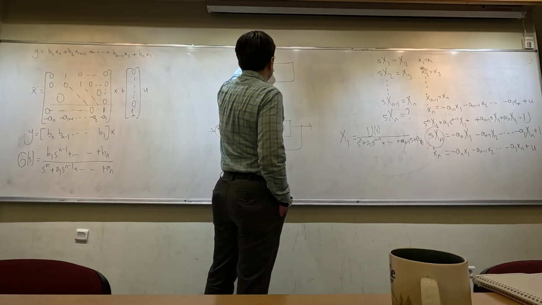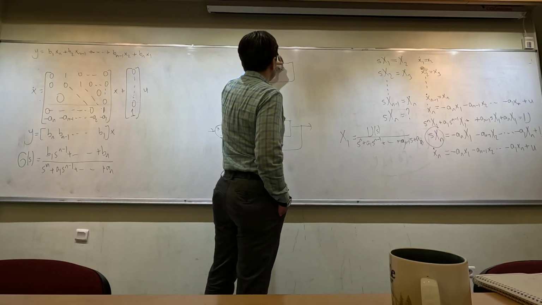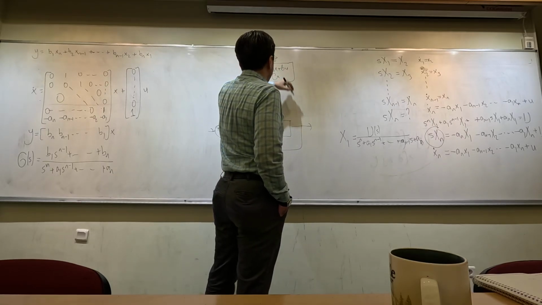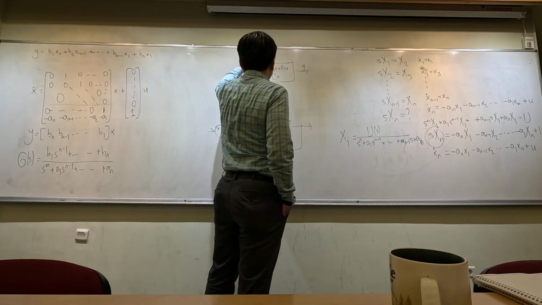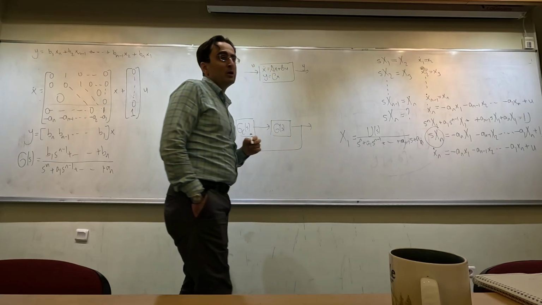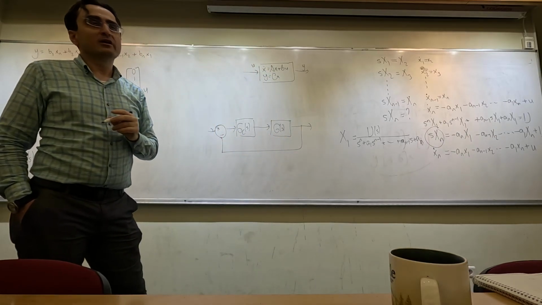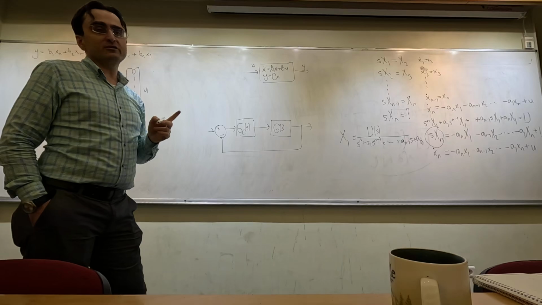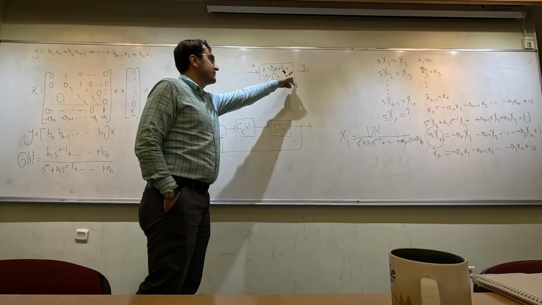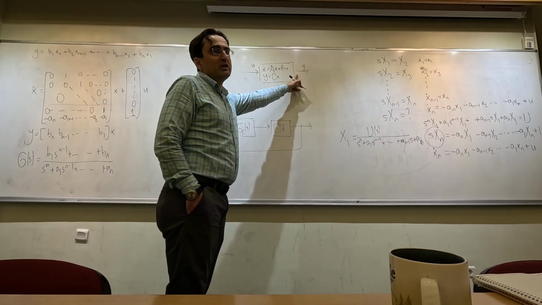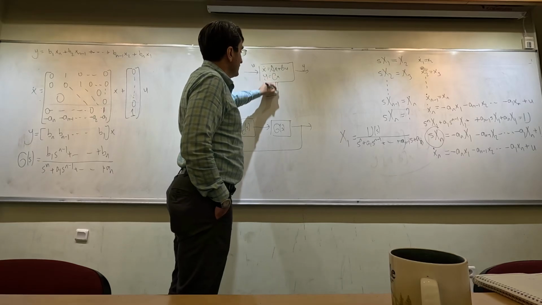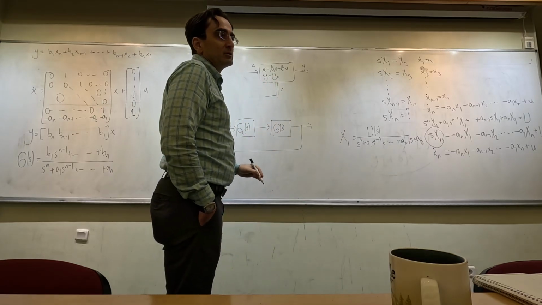We are going to have the state space representation of the system. Okay, and this is the output Y, and this is the input U. What we are going to do is a very strong control architecture that is called state feedback. Instead of feeding the output only back, we are going to feed the state of the system back to the input side.